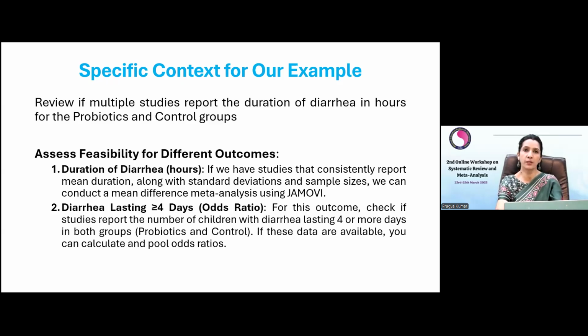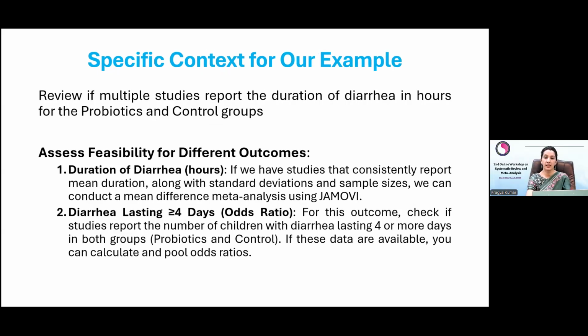It's only the 2 by 2 table that is needed, and we'll see how we can do this, taking the odds ratio. And for this outcome, you have to check the studies that have reported the number of children with diarrhea lasting 4 or more days in both groups, probiotic and control. And if this data is available, then we can calculate the pooled odds ratio.